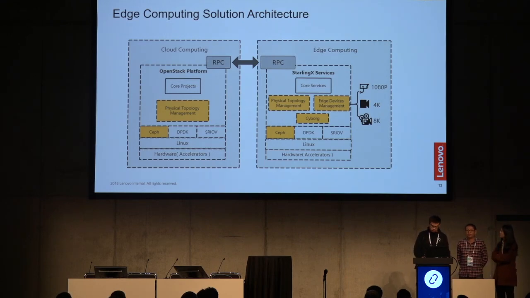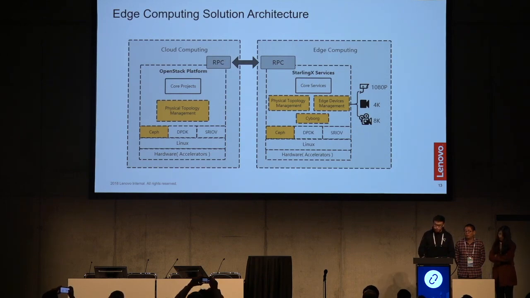In this slide, let me talk about our edge computing solution architecture. It contains two parts. One part is cloud computing in data center, and the other one is edge computing. In our OpenStack platform, we manage physical networking infrastructures by our internal project. In this project, we can see the network topology and operate switches and servers. I will explain how it works in the next part.